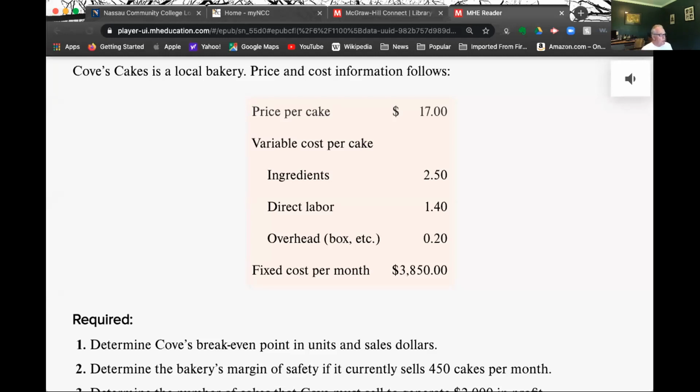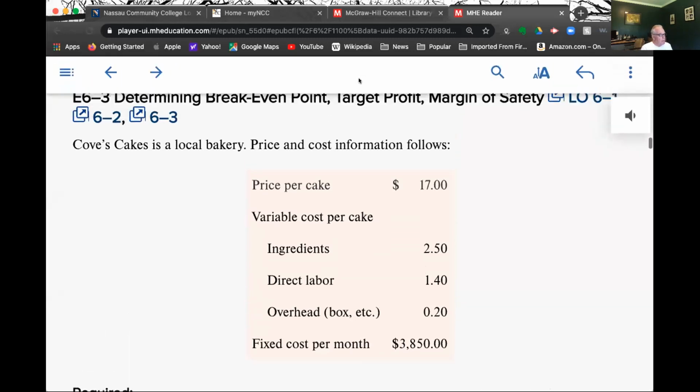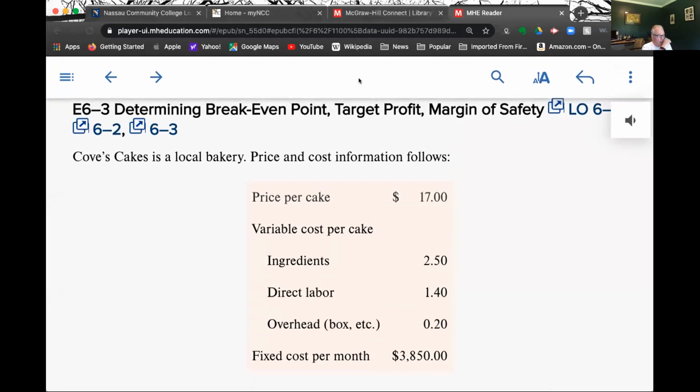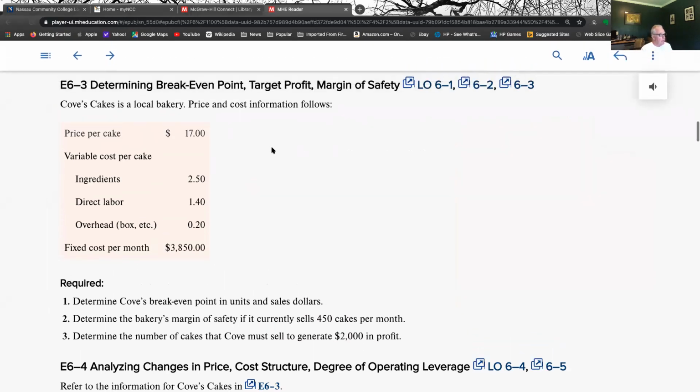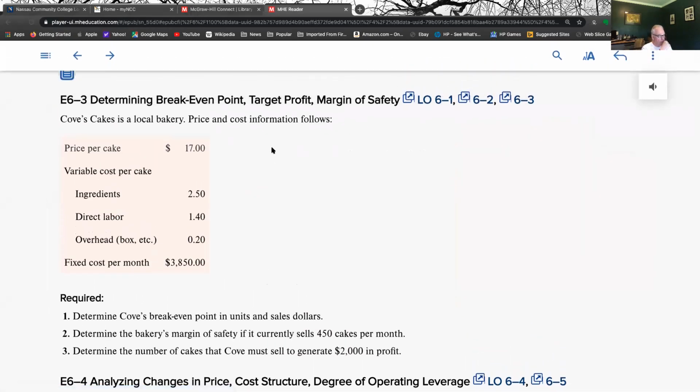So we're going to do Chapter 6 homework. We had two exercises to do: exercise 3 and exercise 7. So let's take a look at exercise 3. Look at the topics: determining break-even point, target profit, margin of safety. So remember how to calculate those three things.